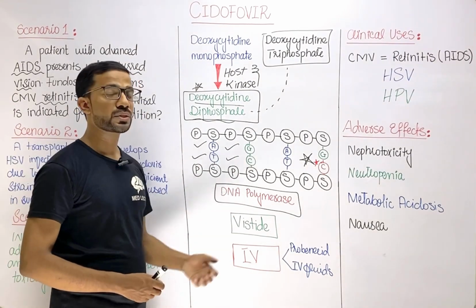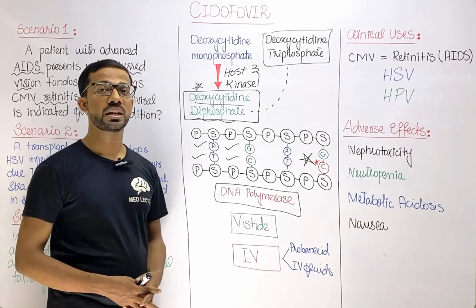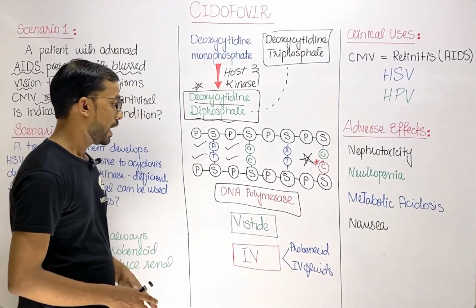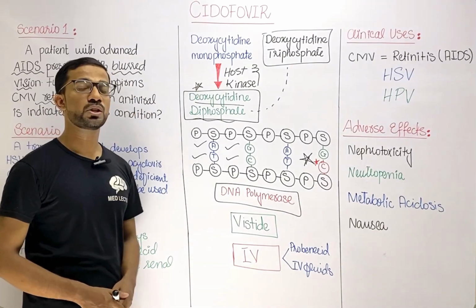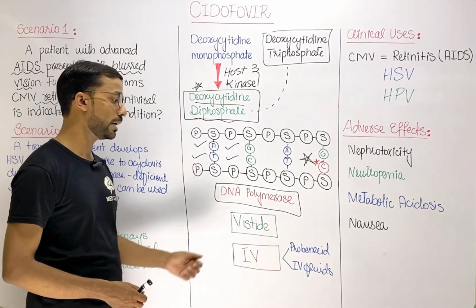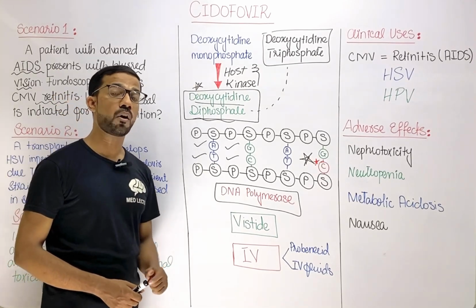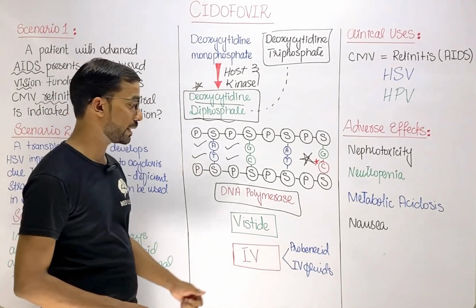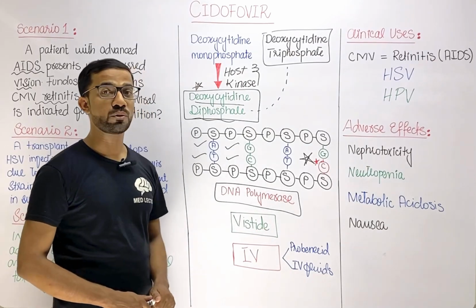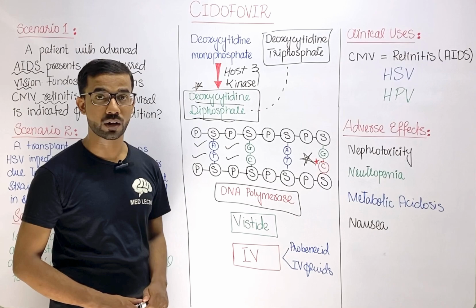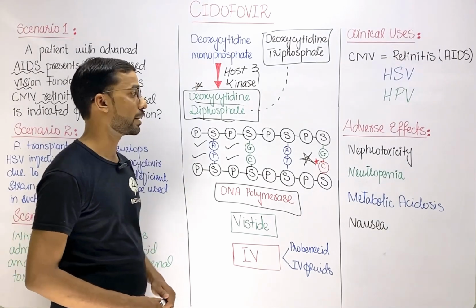And that's why, when there is no replication of the DNA, there will be no replication of the virus. Next, the Cidofovir brand name is Vistide, and it is given through the IV route. It will always be given along with probenecid and IV fluids to reduce nephrotoxicity. That is the most important adverse effect of Cidofovir.